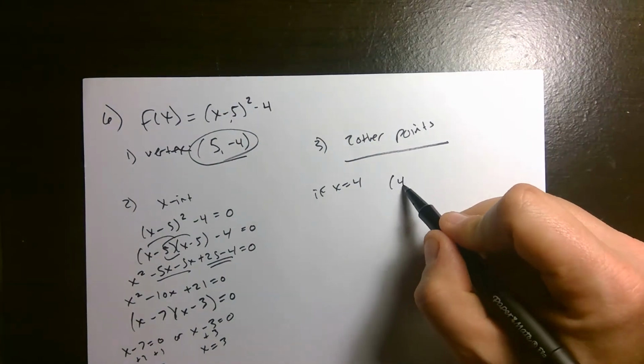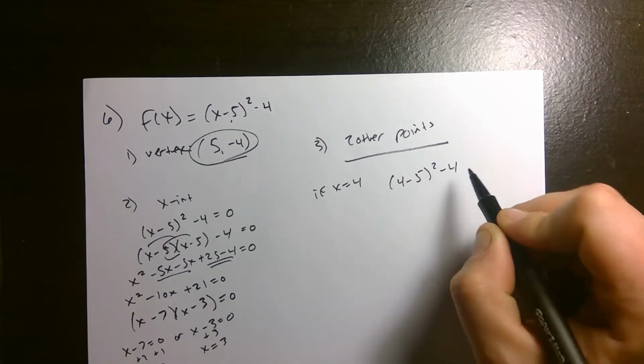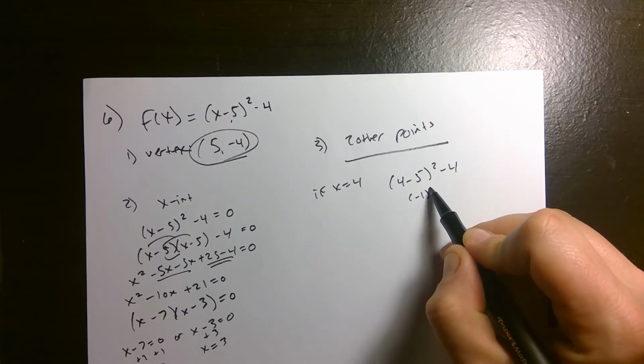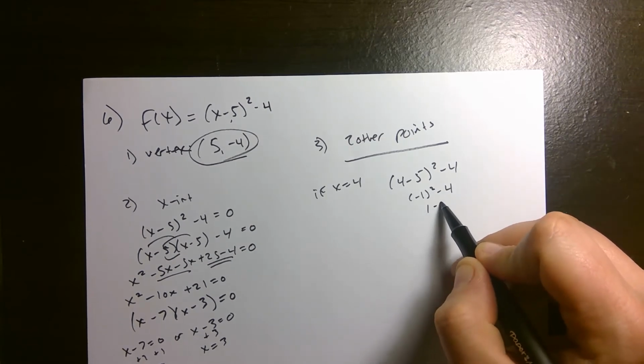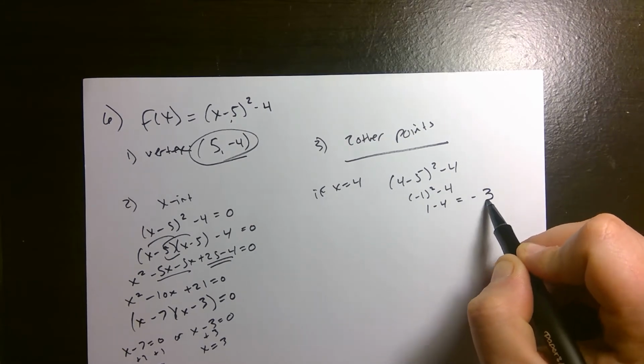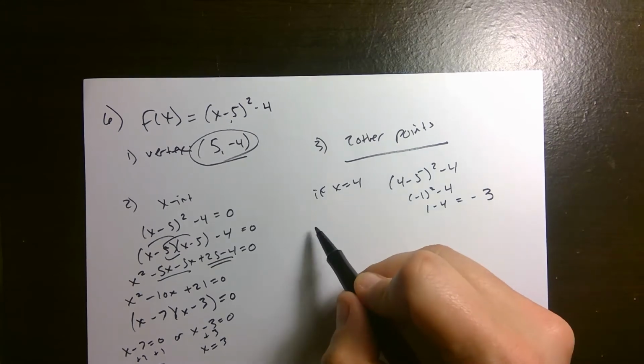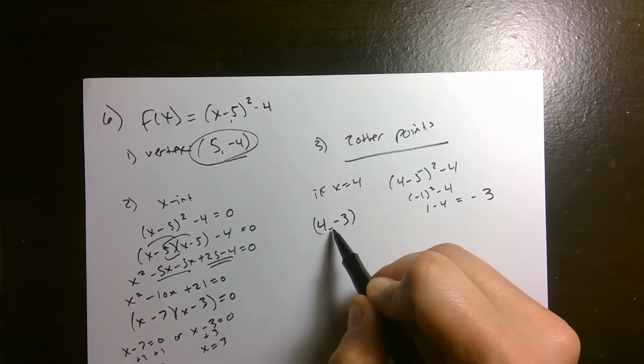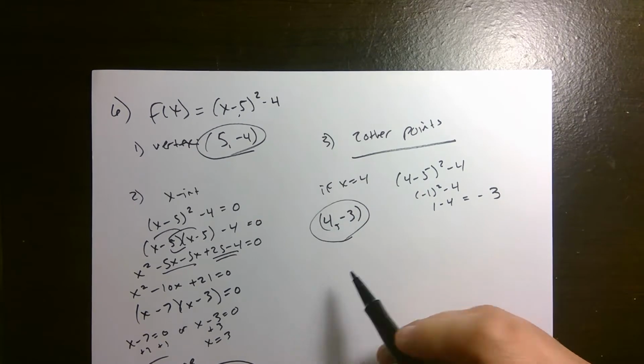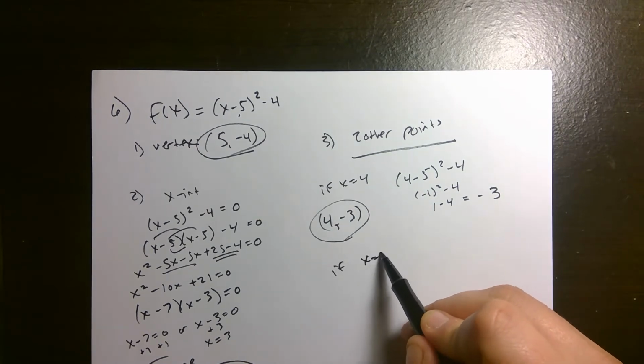That will give me (4 minus 5) squared minus 4. Inside here, 4 minus 5 is negative 1. Negative 1 squared is 1. 1 minus 4 is negative 3. And so I have the point (4, negative 3). So there's 1 point.